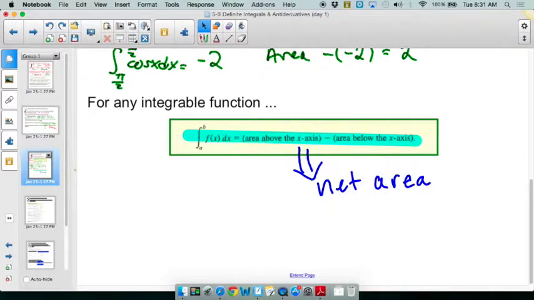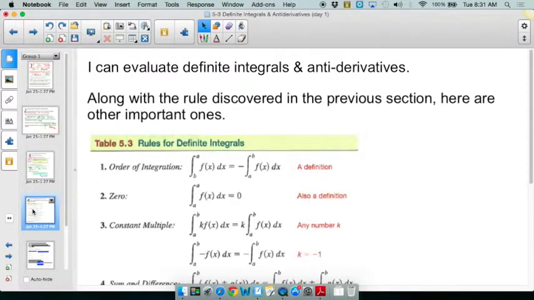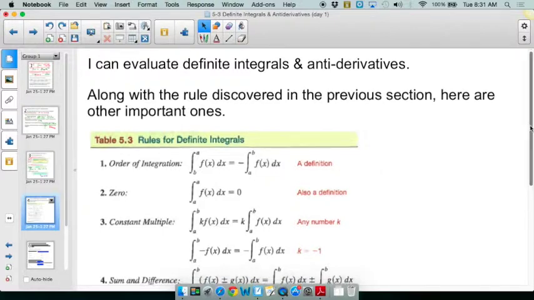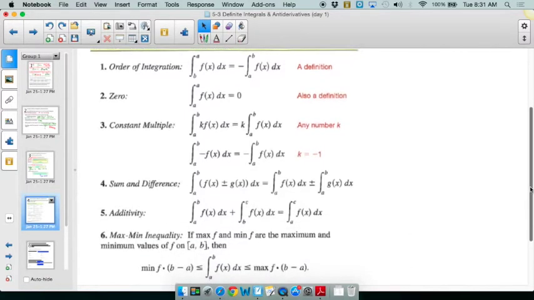Okay, so we're going to use this concept. And on the next page, we've got some properties, and these properties actually have followed us throughout most of our math. Okay? And they're just basic algebraic principles. And we're kind of applying them to calculus now.